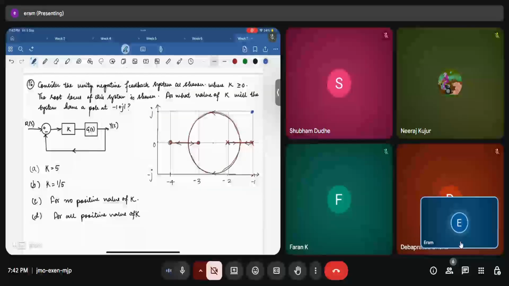Now tell me whether this point is part of the root locus or not. No, because the root locus is already drawn and this point is lying away from the root locus. So as this is not part of the root locus, what does it mean? This point is never going to be the pole of the closed loop system. So will there exist any case such that this could be the pole of the closed loop system?